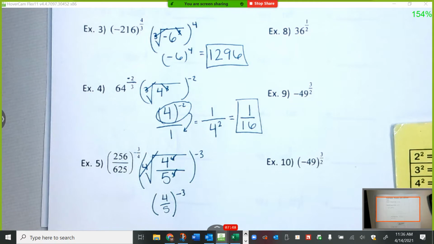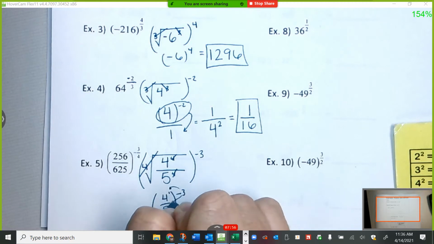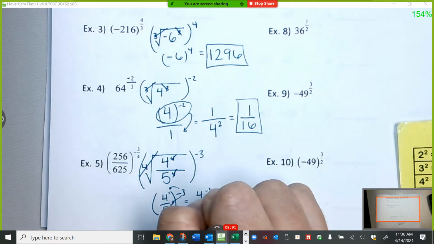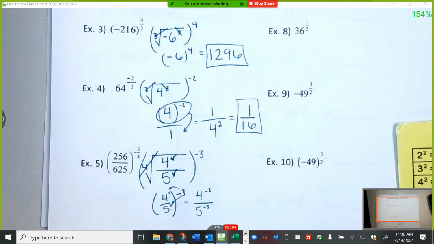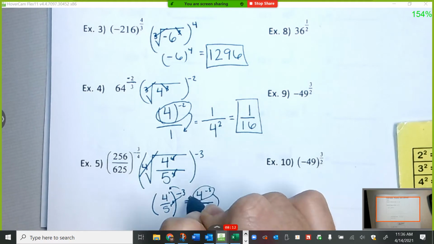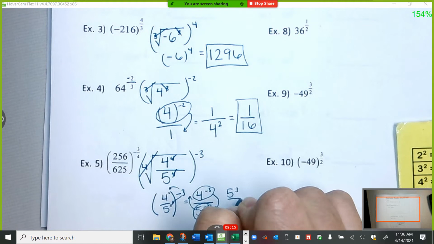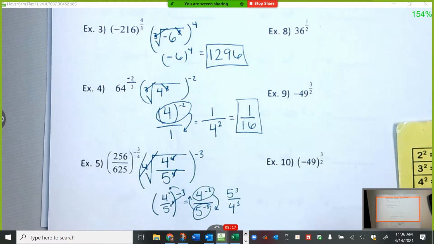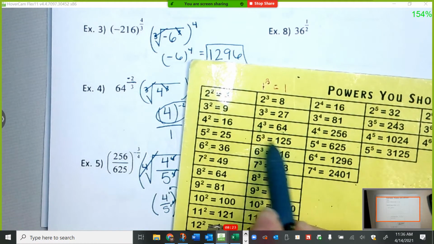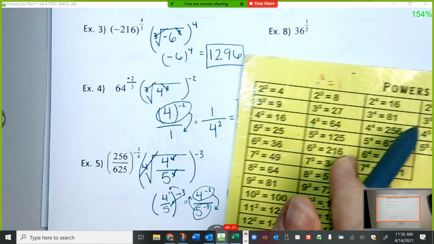Okay, so I want you to realize technically this has a power of 1 and this has a power of 1. And so we are going to multiply that in, because power to a power, you multiply the powers. And we get 4 to the negative 3 power over 5 to the negative 3 power. But then they have to flip because they're both negative. So this needs to move to the bottom, and this needs to move to the top. And we end up with 5 cubed over 4 cubed, because remember, once we move them, they're positive. 5 cubed is 125. 4 cubed is 64.